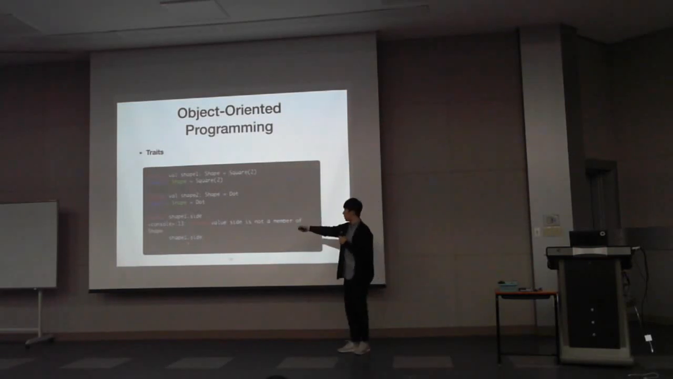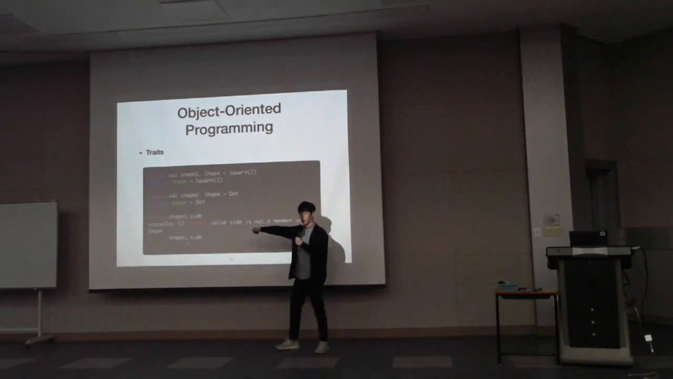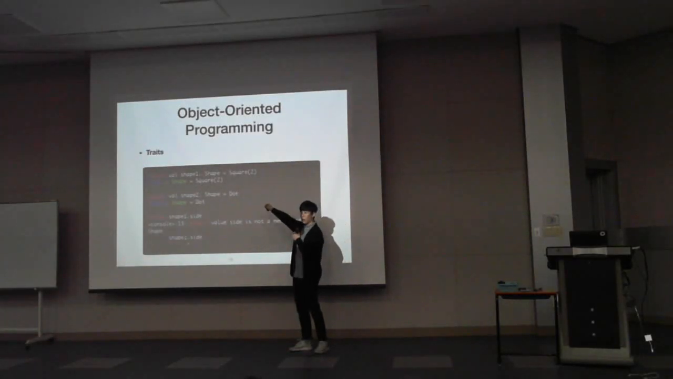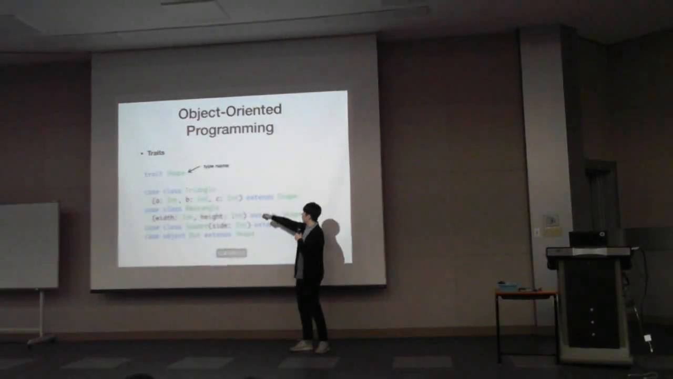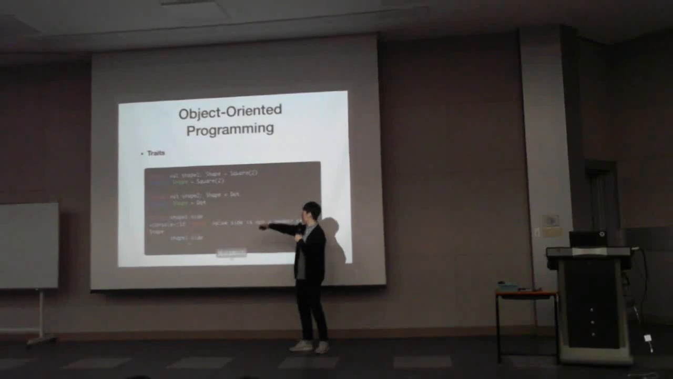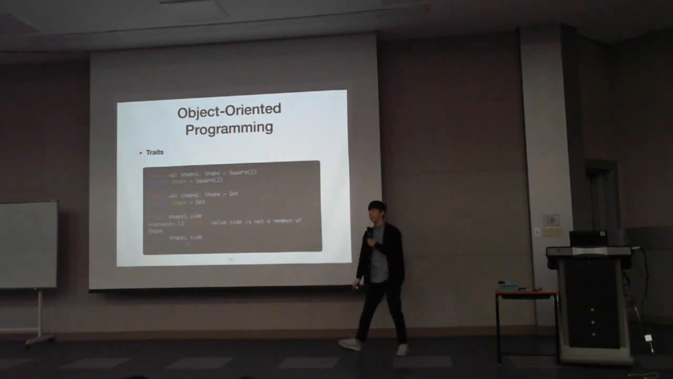So again, shape1 is an immutable variable, and it has the type Shape, not Square, right? And the Shape type might be triangle, rectangle, square, or dot. So we don't know whether it is exactly a square or not, so we cannot access the side field here.